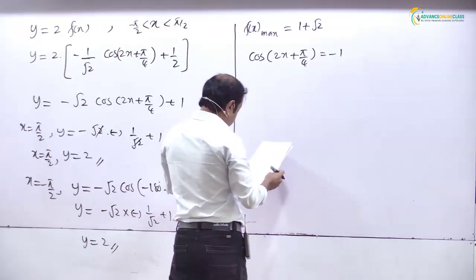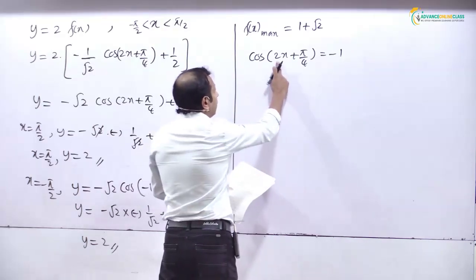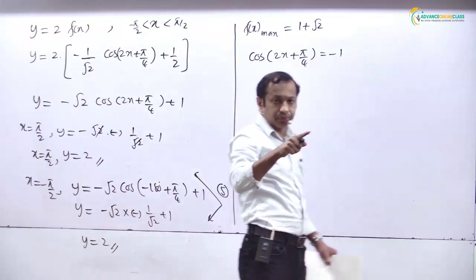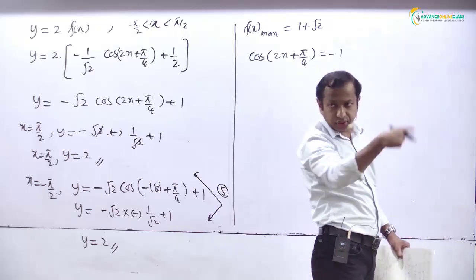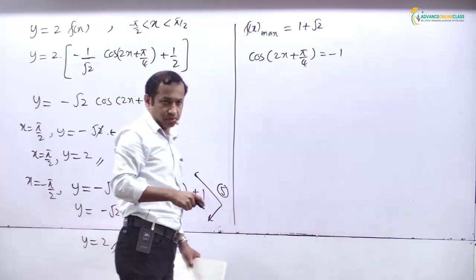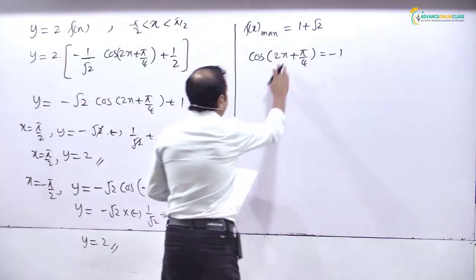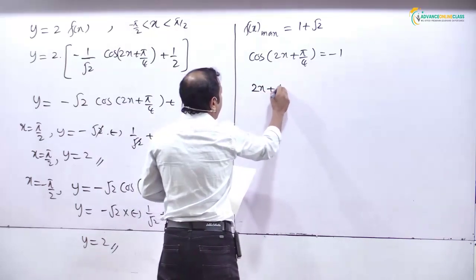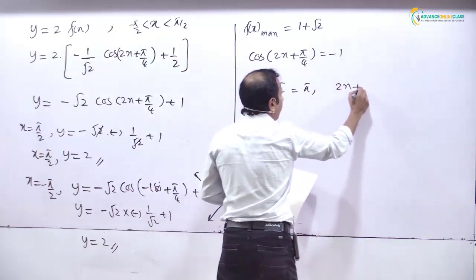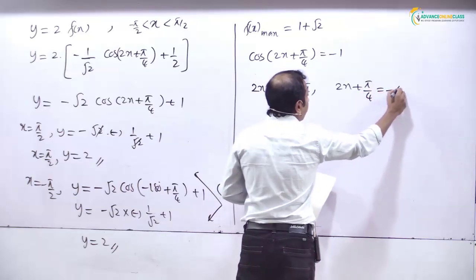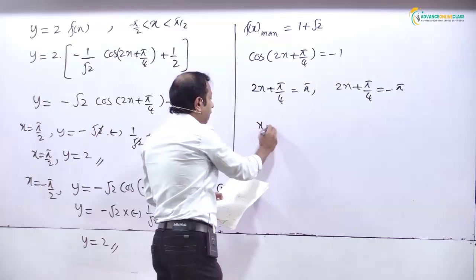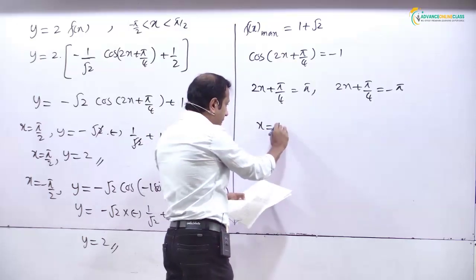Okay. Right. So then tell me, for what angles does cos become minus 1? 180, and minus 180. Okay. Then equate this angle, 2x + π/4, to 180 and the same angle to minus 180. So when you simplify this, we get x equals 3π/8.